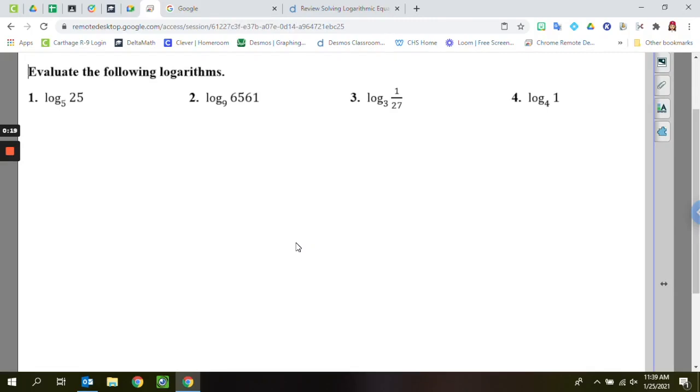We set it equal to a variable, rewrote it as an exponential function. 5 to the x equals 5 squared. So when they're the same base, x equals 2. So log base 5 of 25 is 2. Doing the same thing on each of these.